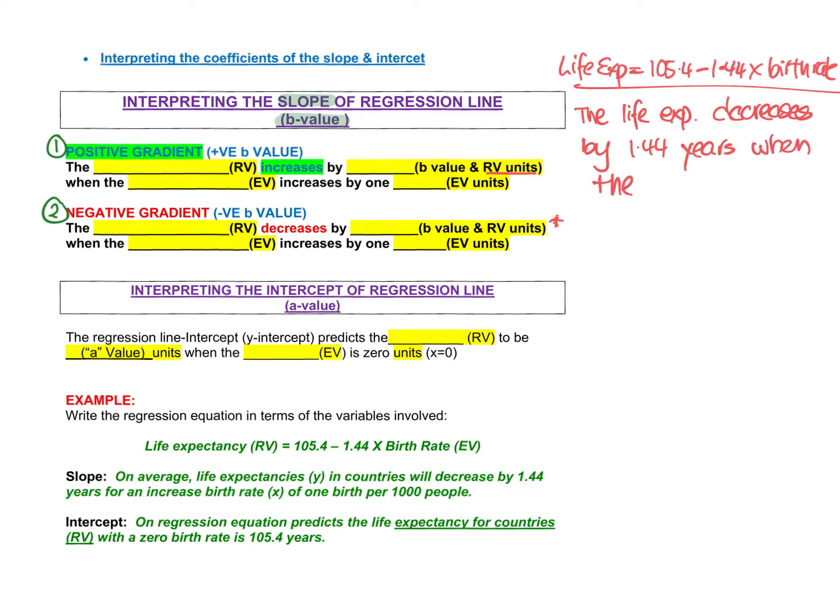Now we have to say the EV, which is birth rate. So when the birth rate, you can say per thousand in brackets, increases, so this one you always write increases, by 1. We say 1, so 1 birth or whatever.